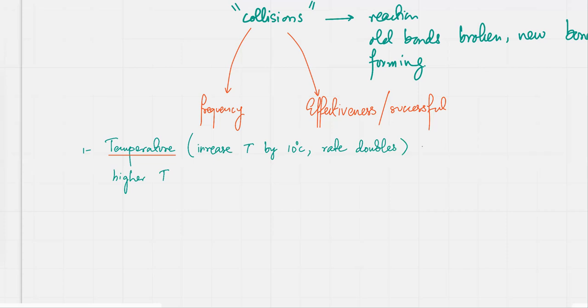So with higher temperature, why is the reaction faster? Because you've got more kinetic energy, and both things are going to increase. You'll have more frequency, they'll be bumping into each other a lot more. And they'd be bumping into each other with a lot more energy. So there's a higher chance of the old bonds getting broken and new bonds getting formed because they've got more kinetic energy. So both frequency and effectiveness of collisions increase. Is this clear? Yes, sir.